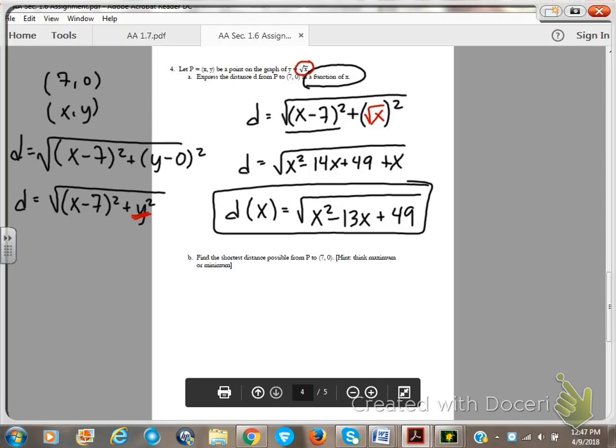On part B, find the shortest distance possible. Think max or min. So that should have told you, hey, go get a graphing calculator. Let's graph this thing and see what it looks like.